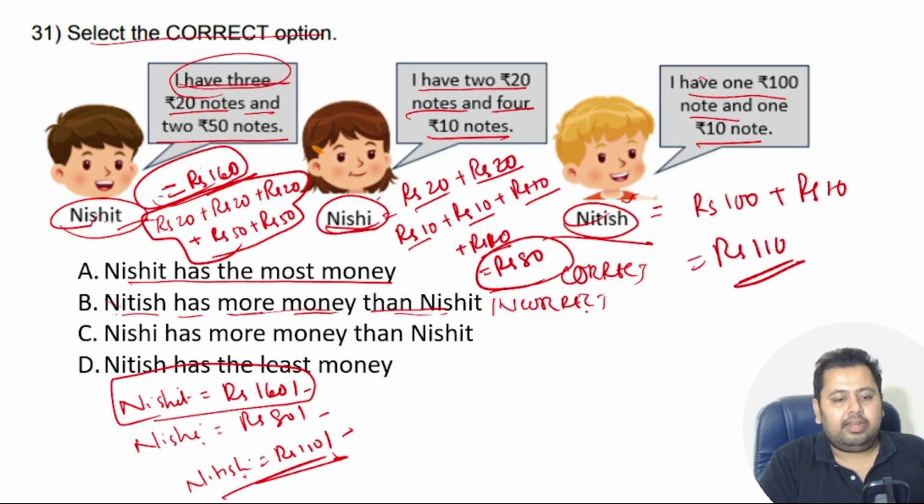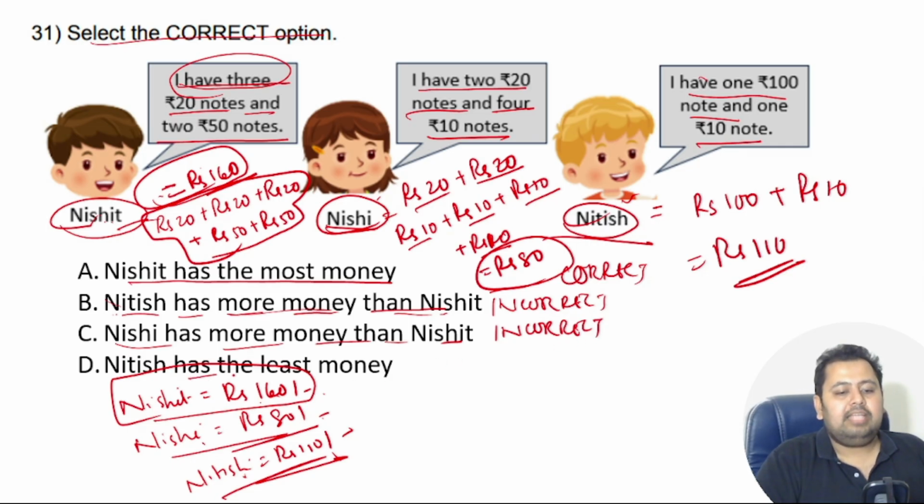This is not correct. Nishi has more money than Nishit. Now Nishi has rupees 80. Is it more than what Nishit has, that is rupees 160? No, this is also incorrect, right? So, Nitish has the least money. No, Nishi has the least money, right?